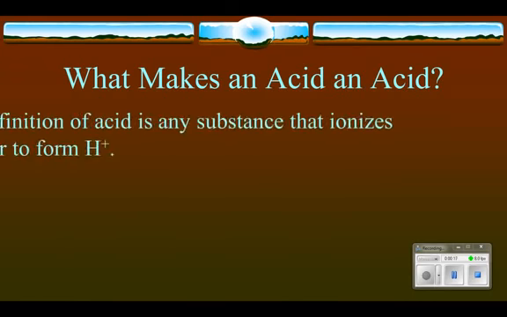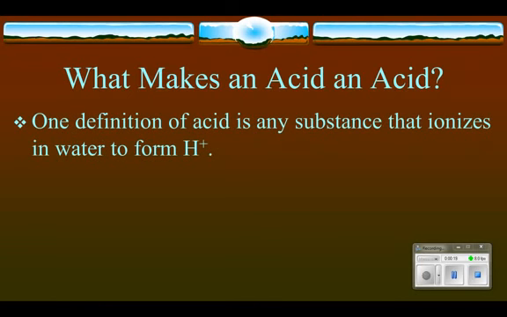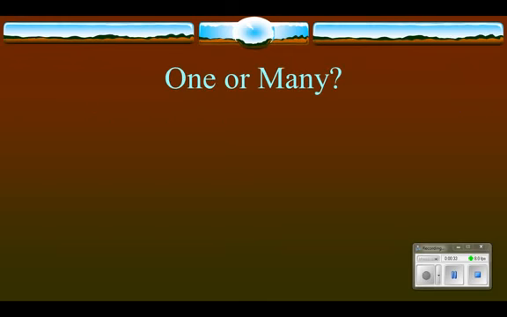An acid is an acid, at least according to one definition, because it ionizes in water to form hydrogen ions. There'll be other definitions as we'll see going forward, but for now, a pretty good definition of an acid is something that forms hydrogen ions when you put it in water. So let's get a couple of other terms here.